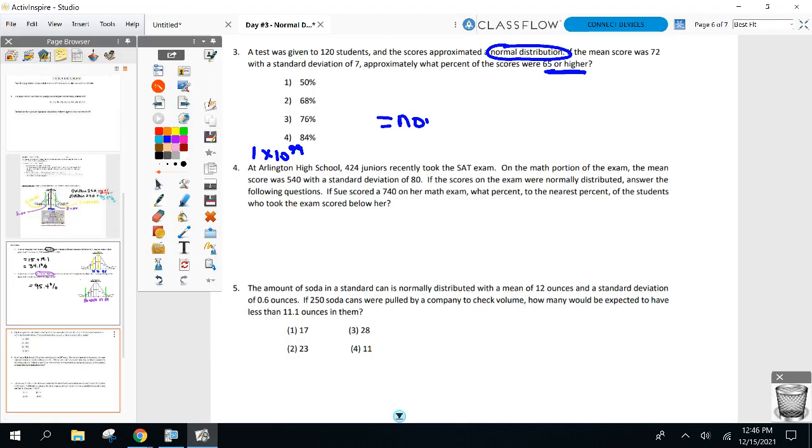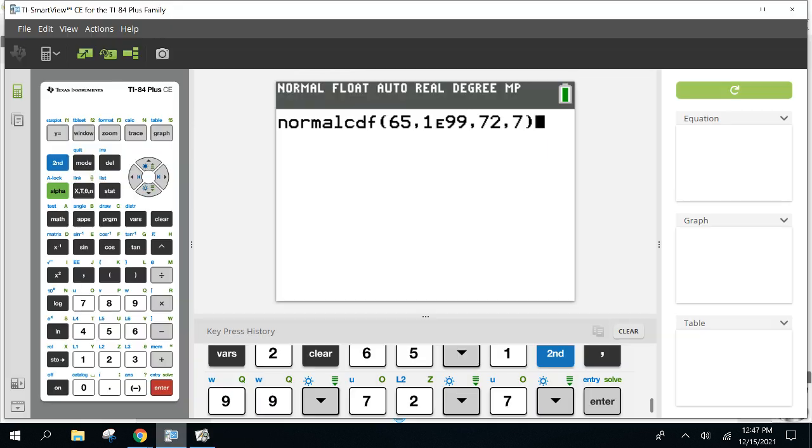Equals normal CDF 65, comma 1E99, 72, comma 7. That's what I need. I need you to write that so I know what you typed into your calculator. And this is the work to get full credit. All right. So after we do that, we can hit enter.